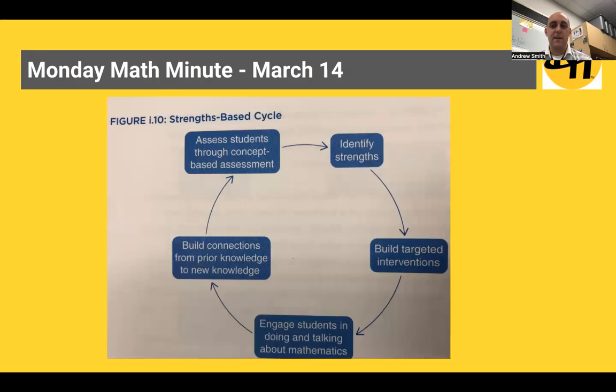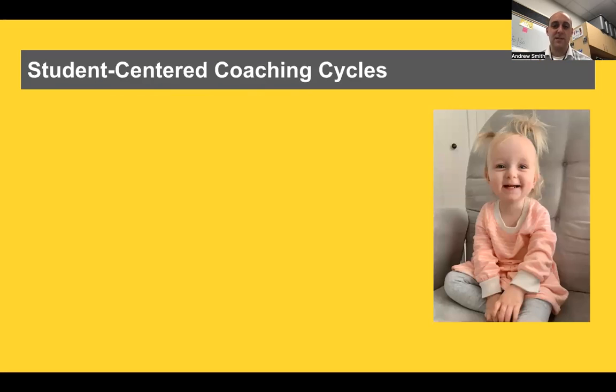So this figure comes straight from the text. It tells us to assess our students, identify what they do know, build on what they know through targeted interventions, and then engage students in thinking and doing mathematics that builds on what they already know. A little bit more abstract this week, but just think about what are the identities your learners hold? How might the language we are using help them hold an identity of being a mathematician? Because just like we're all readers, we are all mathematicians.